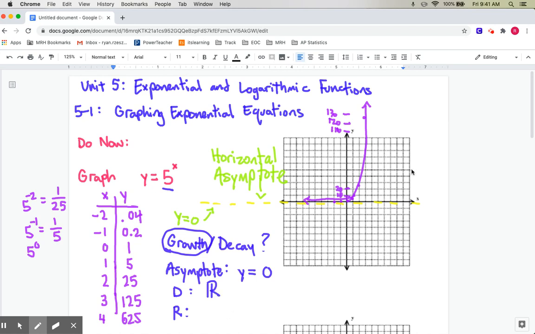And then if you look at the range, the y's that my graph actually uses are all above my dashed asymptote right here. But it never actually will equal 0, as I showed you guys. It's just going to be some tiny, tiny decimal. So the y's are just going to be greater than 0, not greater than or equal to, because it won't actually hit 0 in this case.